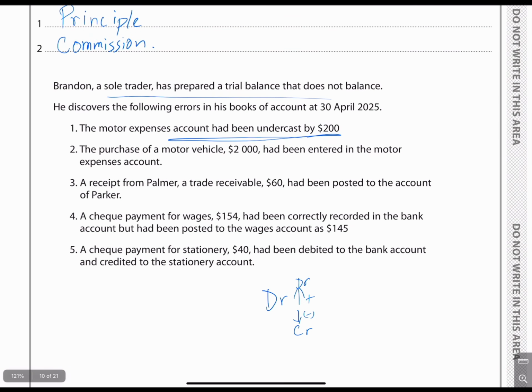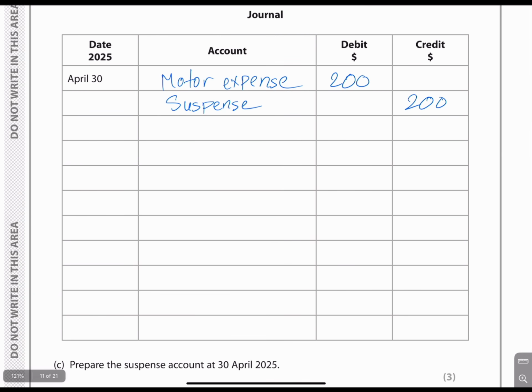Number 2, the purchase of a motor vehicle, 2000, had been entered in the motor expense account. So this is an error of principle. Motor vehicle 2000 had been entered in the motor expense account. So we have mistakenly entered an amount on the motor expense account. So firstly, we have to deduct the amount from the motor expense account, right?